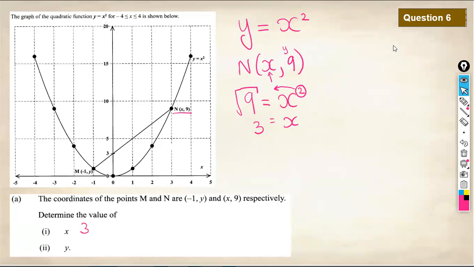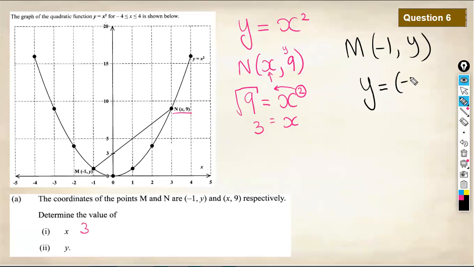And it's the same thing for the other point, M. Let me write M back here. M is how much? x is -1, and y is what we need. So this is our x coordinate and this is our y coordinate. So go to the equation. We're trying to find y and they gave us the value of x. -1 squared is 1. So all points on a curve are supposed to satisfy the equation of the curve.